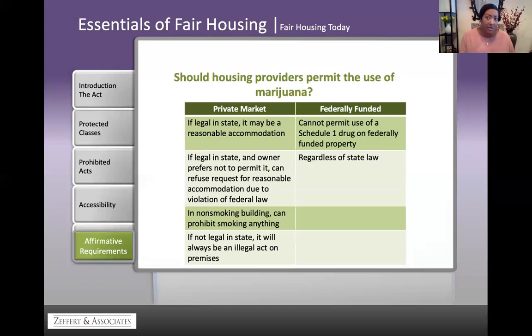Congress's mission, I should say, was to provide drug-free federal assistance housing, but it is really still one of those things that is still going back and forth between state and federal government, and how are they going to meet somewhere in the middle. Stay tuned.